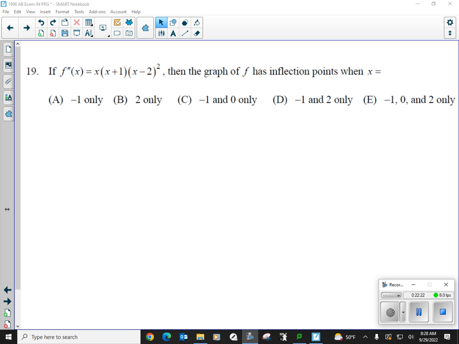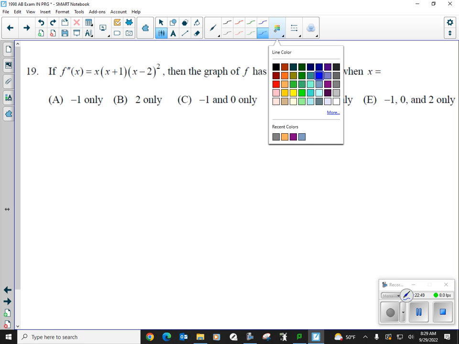19. If f double prime equals x times x plus 1 times x minus 2 squared, then the graph of f has inflection points where x is equal to what? First of all, I'm going to get my cool pen. Let's use a soft green.